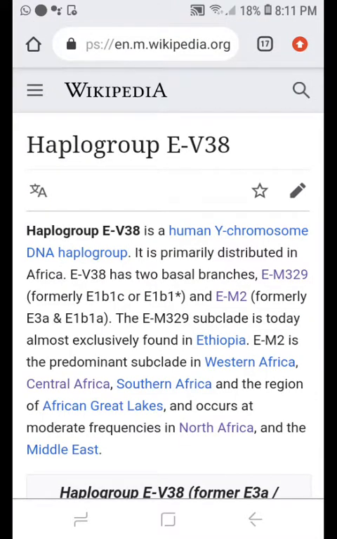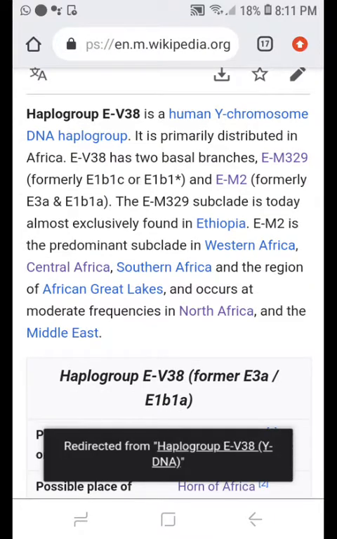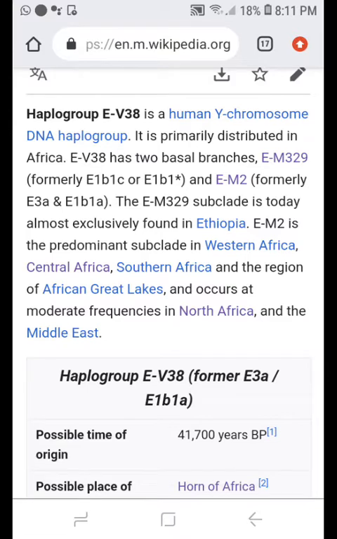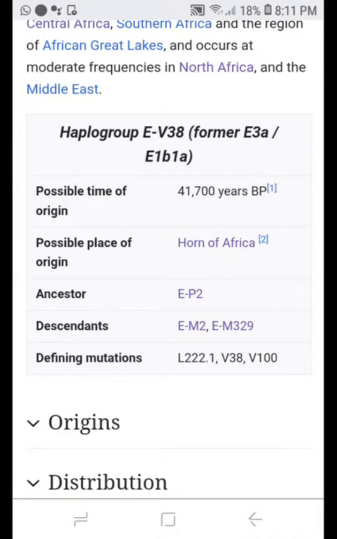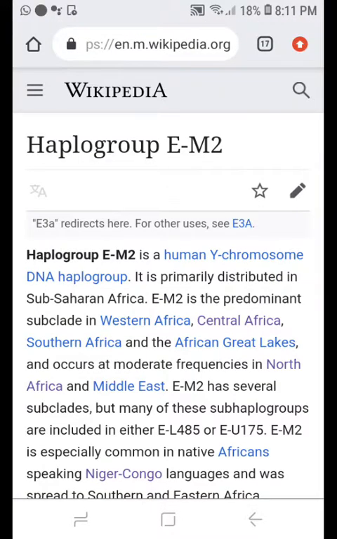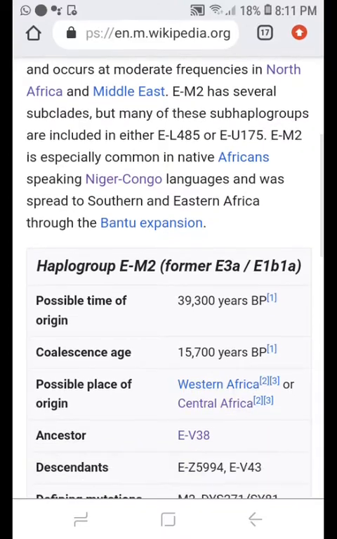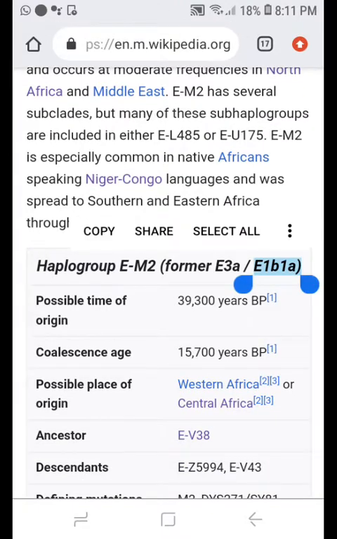I'm going to open it up. And then when you roll on down, you see where it says here, EV38 are two basal branches, EM329. Okay, that's also E1b1a. And then it says here EM2 and EM2. EM2 is another name for E1b1a also. Just for us to understand right quick. Okay. Let's scroll on down. If you open it up, it'll show you descendants is EM2, which is, scroll on down here, another name for E1b1a.